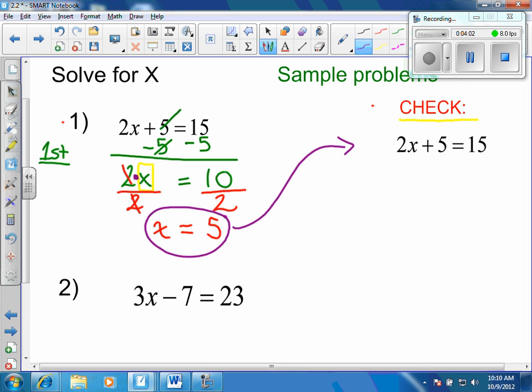And since I'm taking the x value times 2, I want to get x alone, so I have to get rid of the 2 by using the opposite operation. So I use the fraction bar, and I divide by what I'm trying to eliminate. And we'll do another example. I've got a few here. Okay? Cameron.